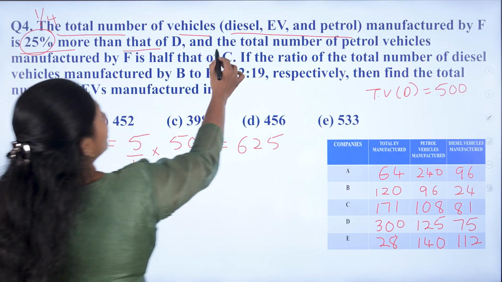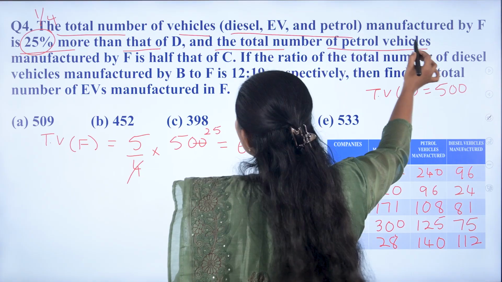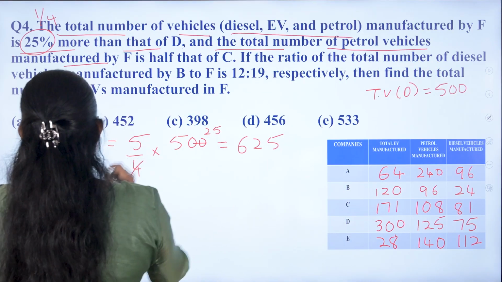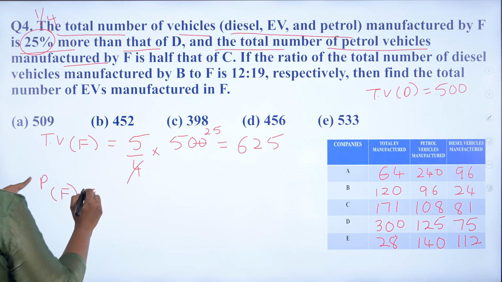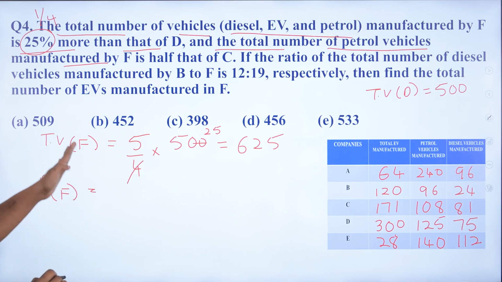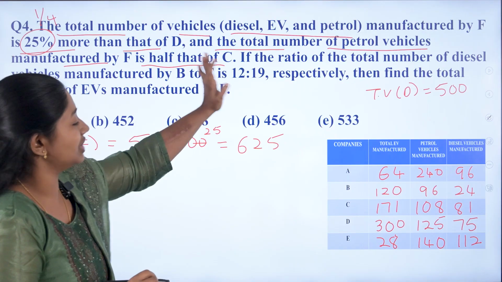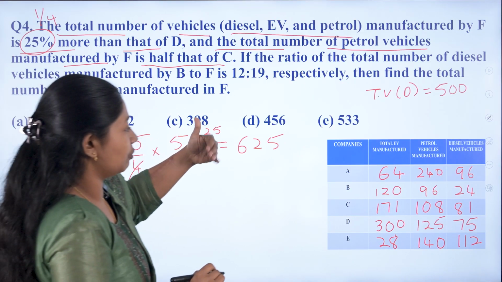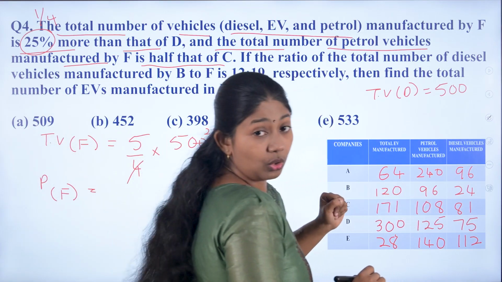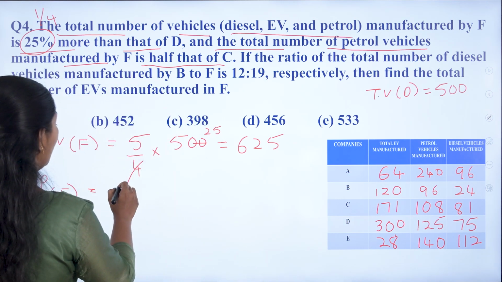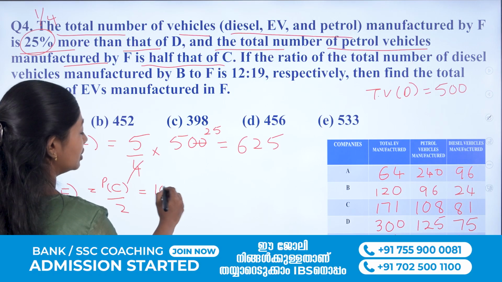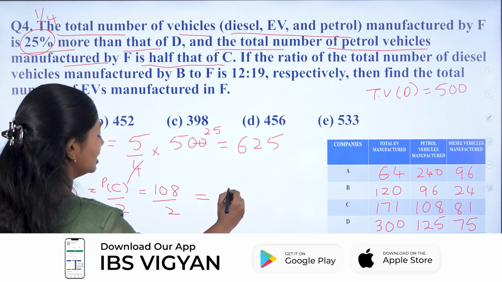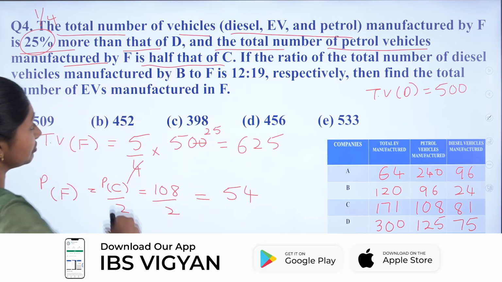And now they are saying, the total number of petrol vehicles manufactured by F, P suffix F means petrol vehicles manufactured by F, is half of that of C. So, comparing to C, what is C's petrol vehicle? 108. So, compared to C, half of C's petrol. So, what is C's petrol? 108 by 2, that is 54.